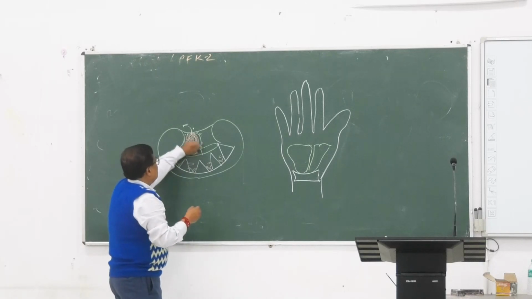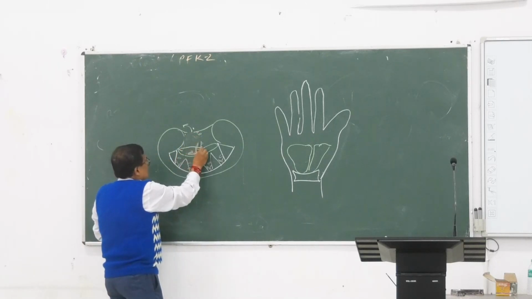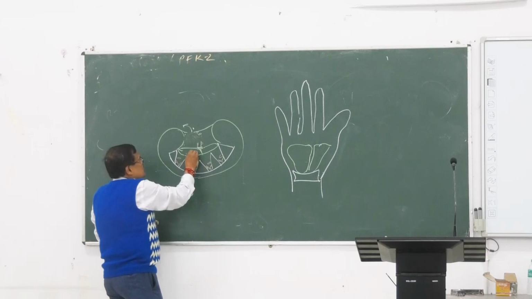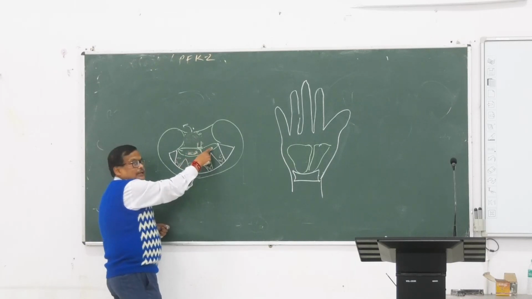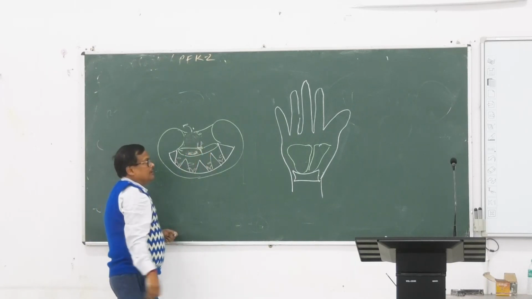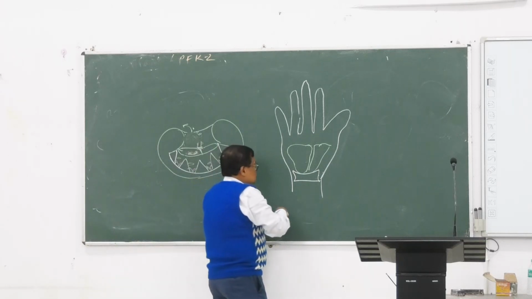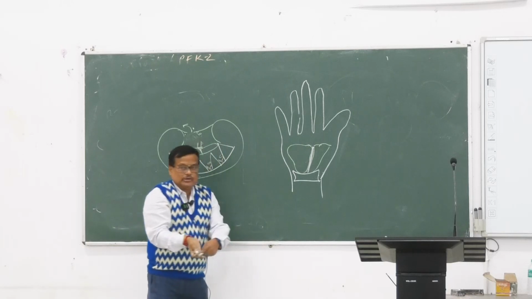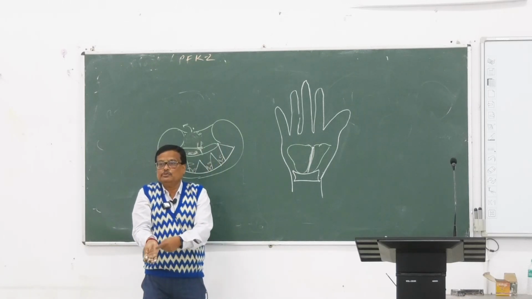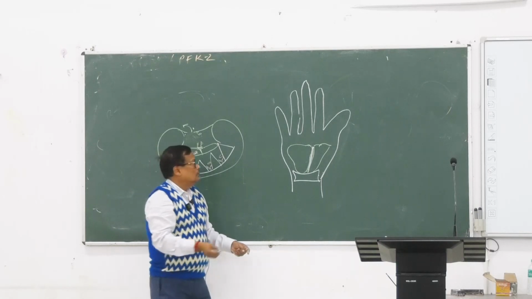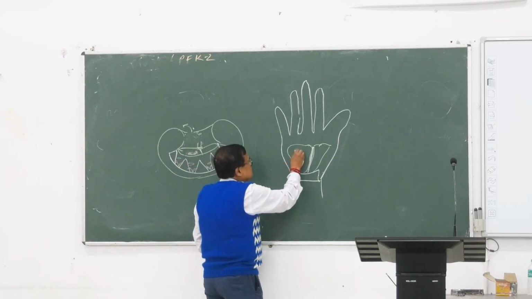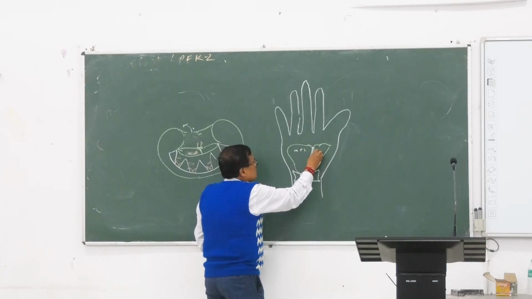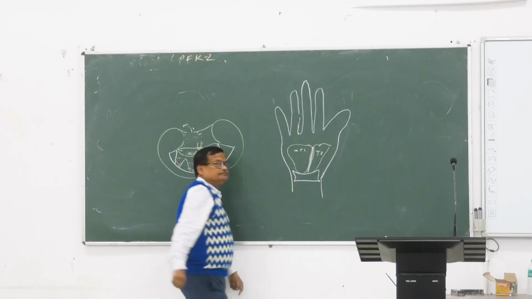This is the mid palmar space. This is the thenar space, which is separated by an intermediate septum. So this is the septum when you view antero-posteriorly. Proximo-distally, upper and below. So this is the mid palmar space, and this is the thenar space.